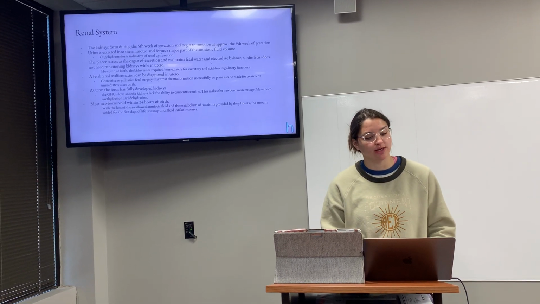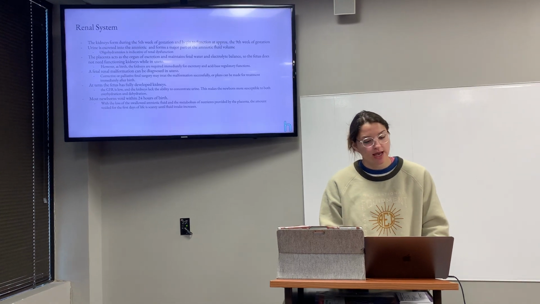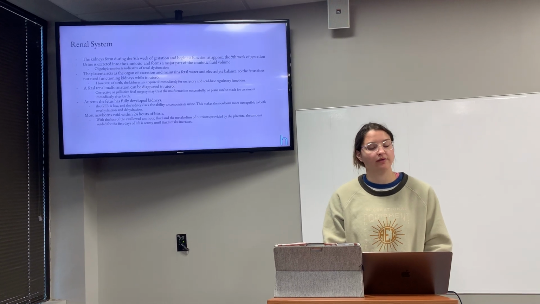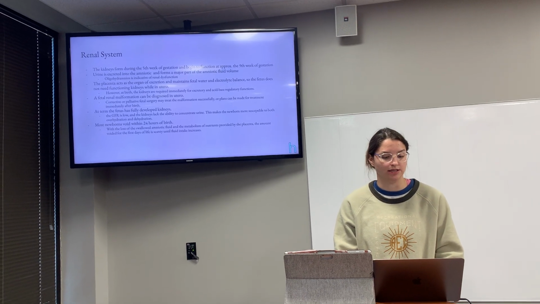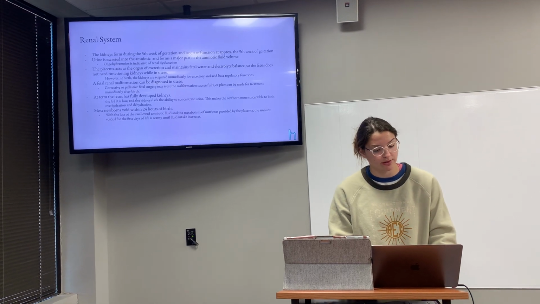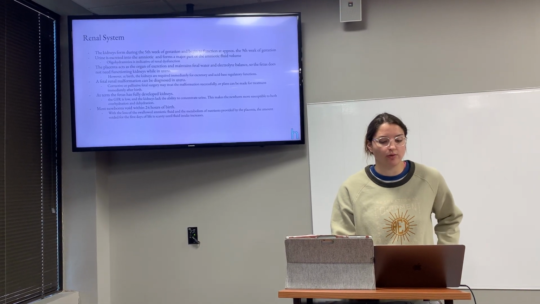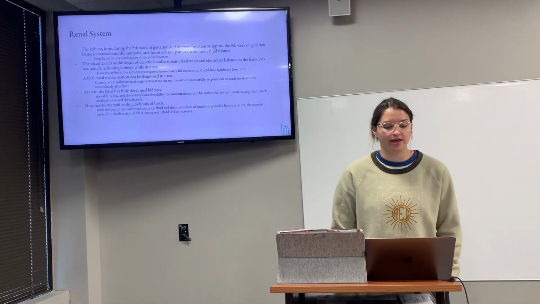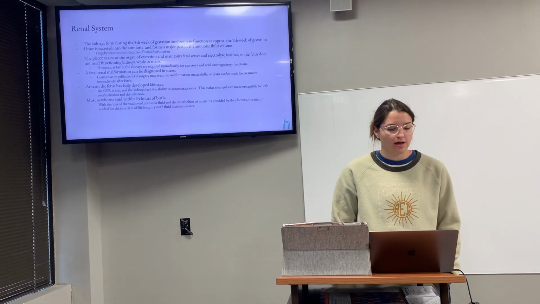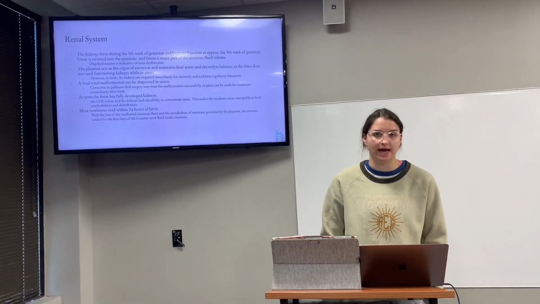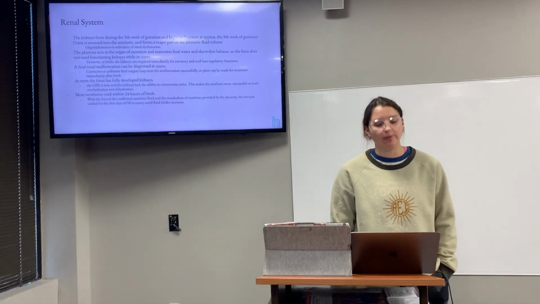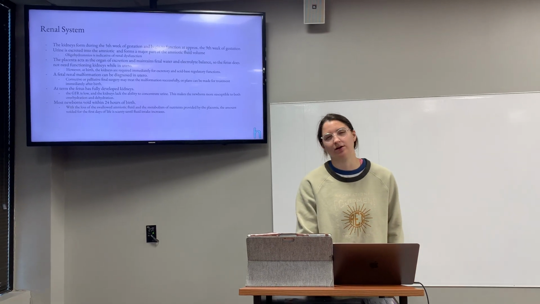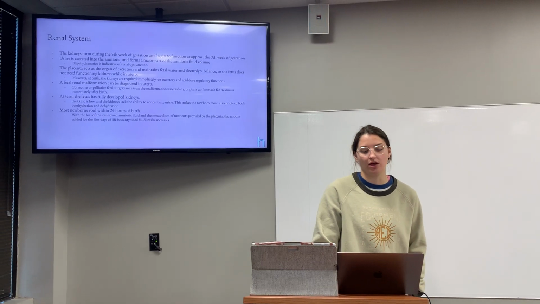The placenta acts as the organ of excretion and maintains fetal water and electrolyte balance. We know this, the placenta helps the baby a lot. So the fetus doesn't need functioning kidneys while in utero. But at birth, the kidneys are required immediately for excretory and acid-base regulatory function. So they don't function while in utero, but they're needed at birth. A fetal renal malformation can be diagnosed in utero, and corrective or palliative fetal surgery may treat the malformation. But there can also be treatment plans made for immediately following birth.